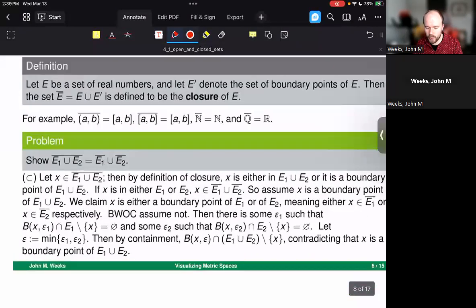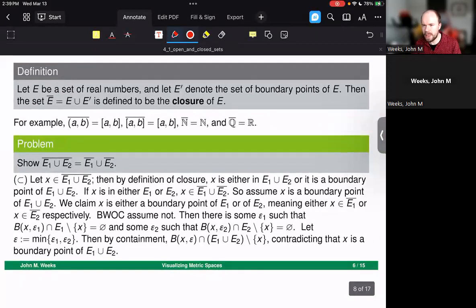The other direction is going to be using some of our epsilons. So this is going to be a little bit different if you have seen things from a more geometric, or rather just a completely abstract topological perspective, in that now we get to use the fact that our sets E1 and E2 are defined in a specific way in terms of boundary and so on and so forth. So let's see if we can do that. Let X be in the closure of E1 union E2. Then by definition of closure, X is either in E1 union E2 or it is a boundary point of the union of the sets.